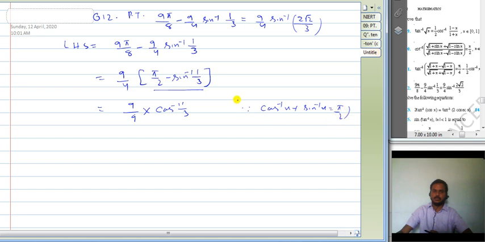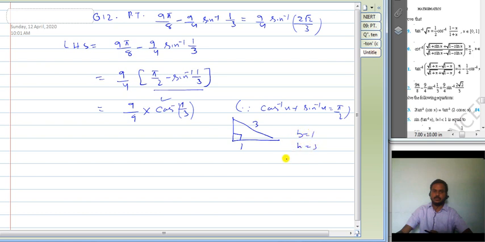Now my job is not over yet, because I have to find here 9 by 4 sin inverse 2 root 2 by 3. That means I have to now convert cos inverse into sin inverse. So let us draw a triangle. First, cos inverse is b by h, so I will take b as 1 and h as 3. Therefore p will be square root of 3 squared minus 1 squared, which is root 8, which is 2 root 2. So this side will become 2 root 2.